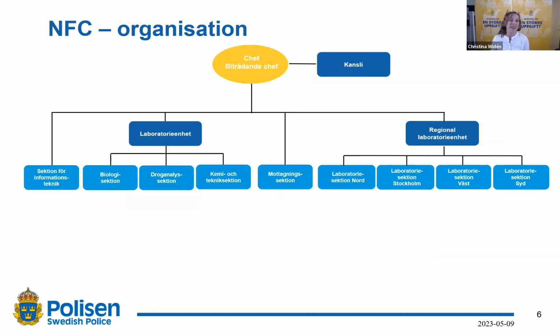So you see here that in Linköping, where I work, we have the section for information, the biology section, drug analysis, and the chemistry and technical section. And then we have our regional laboratories that are situated in the northern part of Sweden, Stockholm, west and south of Sweden. But the biology section is here in Linköping, and we only have one biology lab, one DNA lab, within the whole country and within the whole NFC organization.